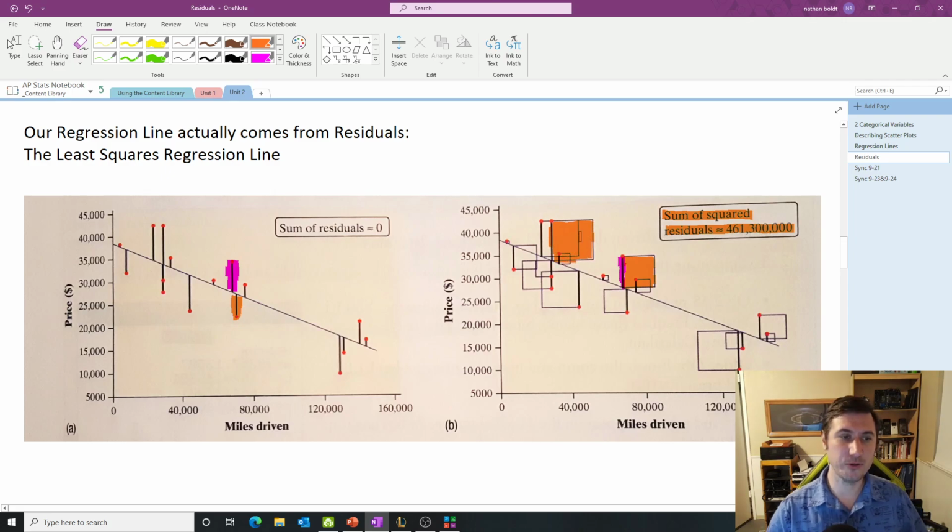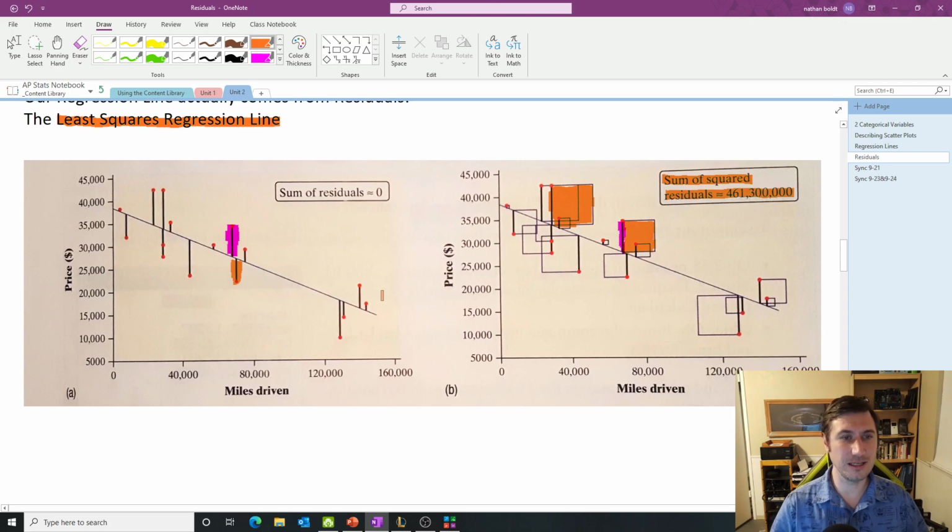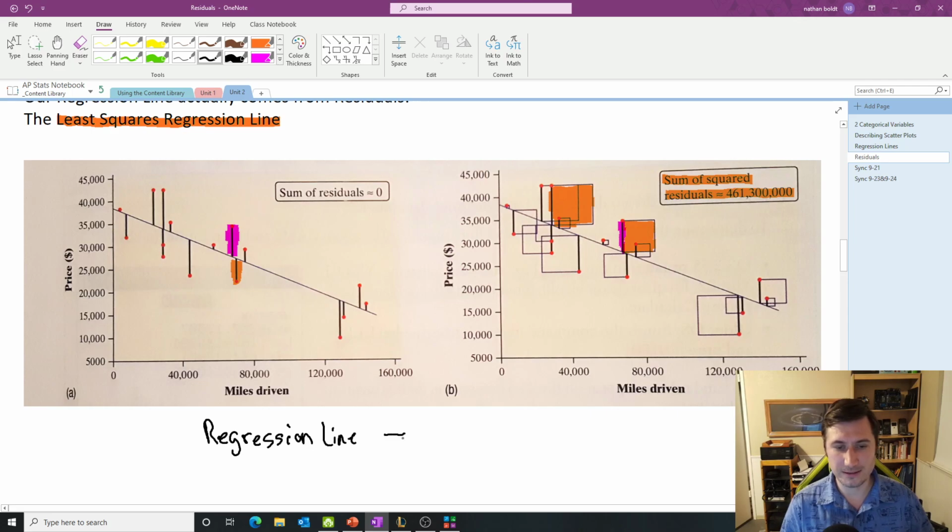Okay? And which is why we now are going to call this oftentimes the least squares regression line. Okay, so it is sometimes referred to one way and the other, but just so you know, there's no difference. A regression line is the same thing as a least squares regression line.